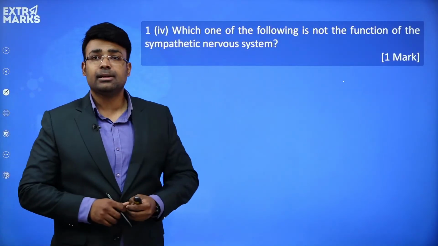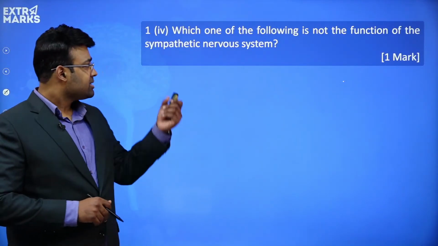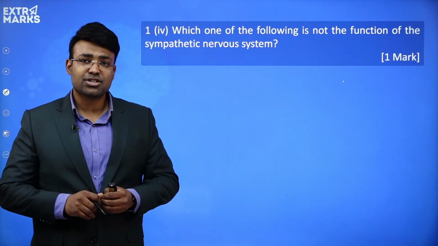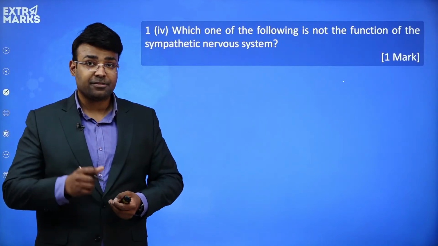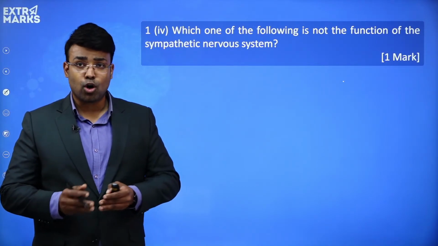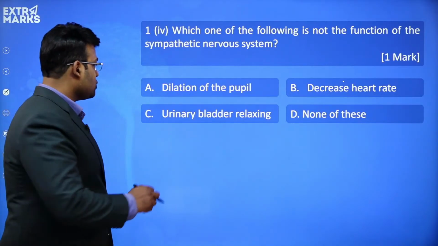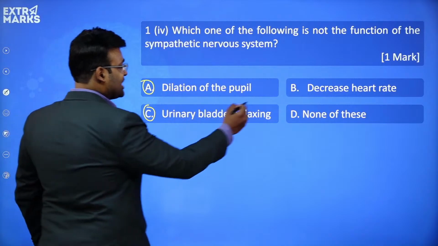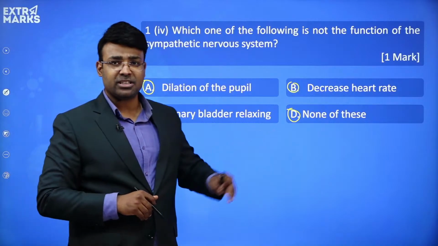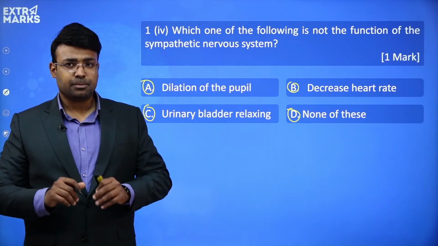Which one of the following is not a function of the sympathetic nervous system? Now, we know that the sympathetic nervous system is the part of the system in which the body prepares itself for the fight and flight mechanism, and it is regulated by the secretion of the hormone adrenaline. So let's see the options. The options say dilation of the pupil, decrease in the heart rate, urinary bladder relaxing, none of these. You all have already read about the sympathetic and parasympathetic.